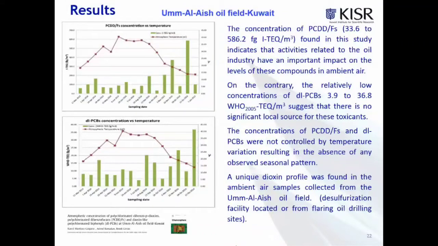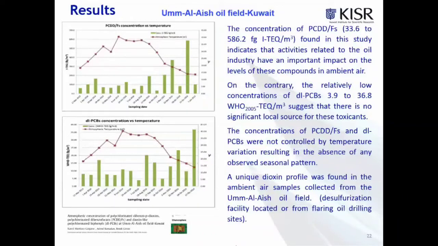On the contrary, very low concentrations of dioxin-like PCBs, 3.9 to 37 femtograms per cubic meter, suggested that there is no significant local source for these compounds. So it means that the oil field has a contribution to the concentration of dioxins in air, but it's not the case for dioxin-like PCBs.